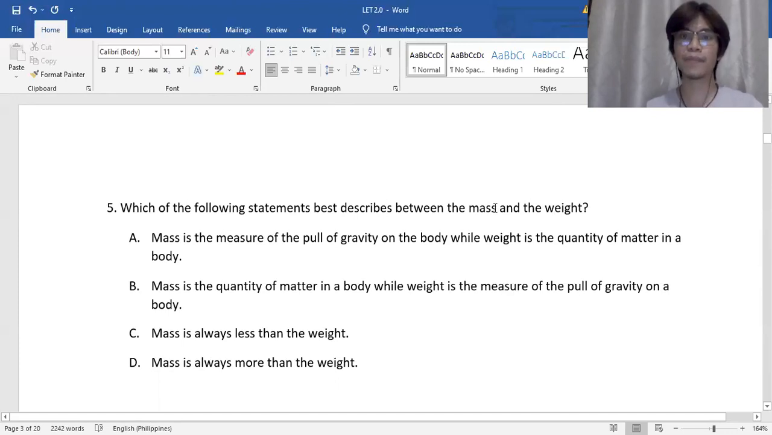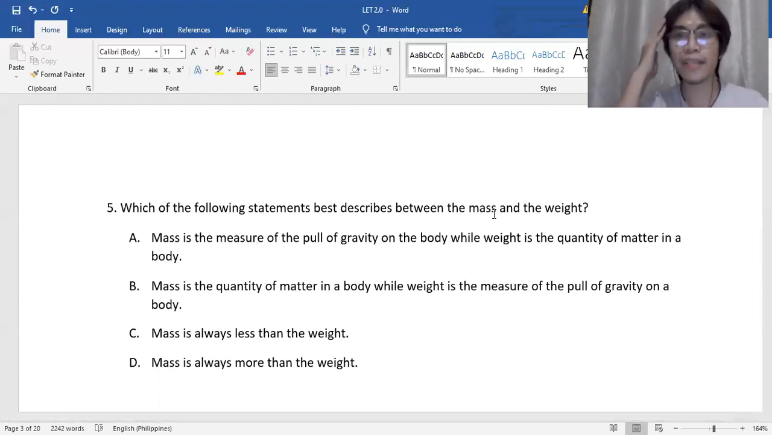All right? So balikan lang natin ang concept ng mass. Let's recall our third grade moments. Sabi ni teacher noon, mass is not changing. Mass is constant. Weight is changing. So ibig sabihin, weight ay nagbabago and mass is not nagbabago. So that's the difference of the two.